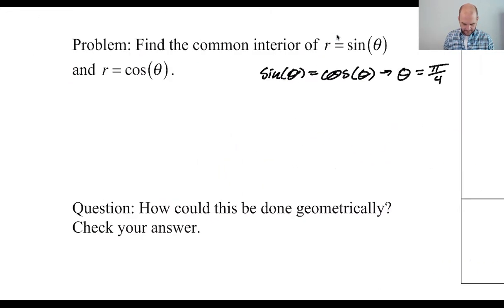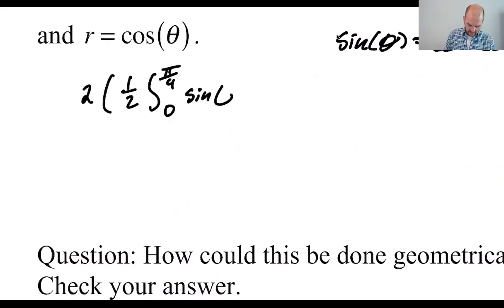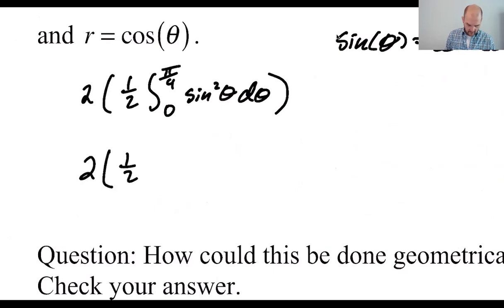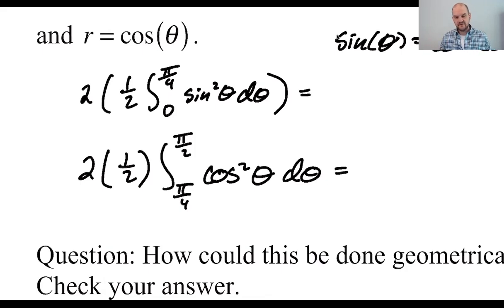So what I'm going to do is 2 times 1/2 the integral from 0 to pi over 4 of sine squared of theta, d theta. Or I think I could do 2 times 1/2 the integral from pi over 4 to pi over 2 of cosine squared of theta. I think these will give me the exact same answer. I'll get the exact answer because we can do it geometrically and check. So both of these are going to be the correct answer, I think.